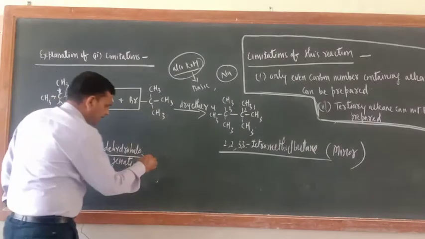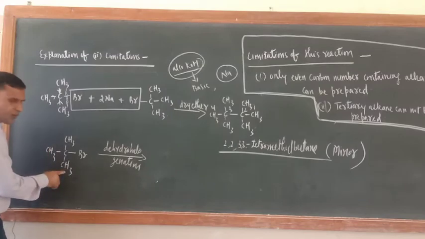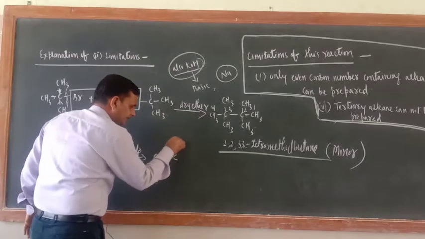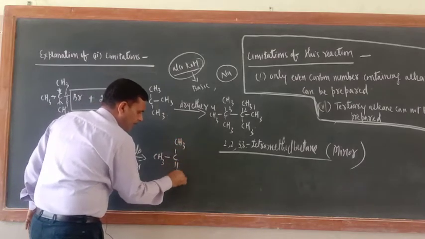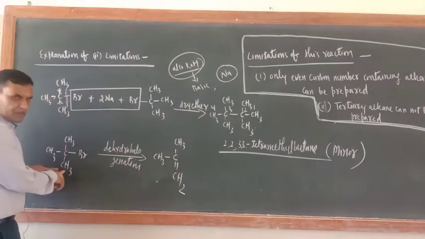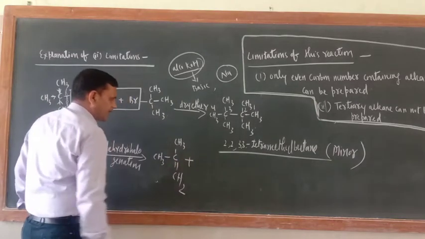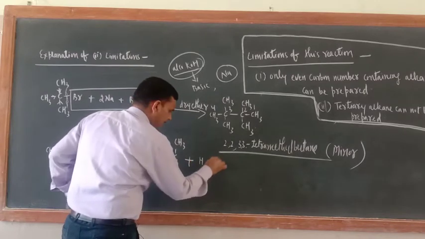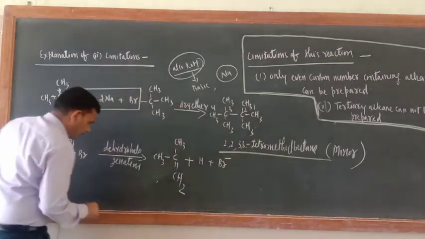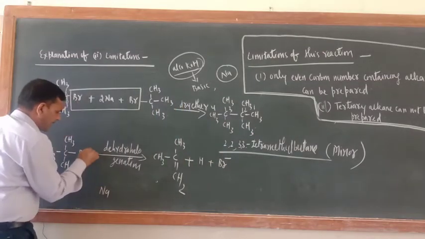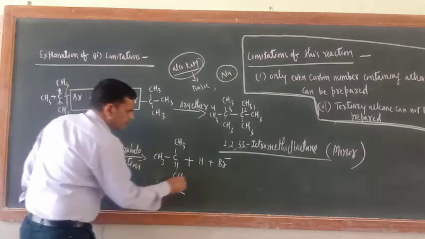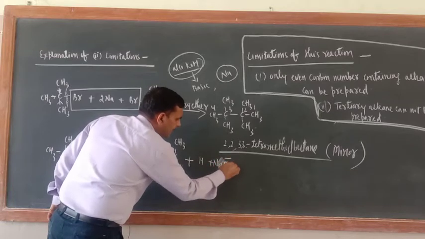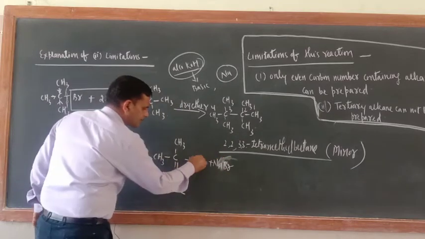Then what would be there? Now one proton, one H will come out. So now here, CH3C, CH3, double bond CH2. I am removing one proton from here, plus here H plus, and here Br negative. Now Na which was there, you can write here Na, no problem at all. So this will be NaBr.